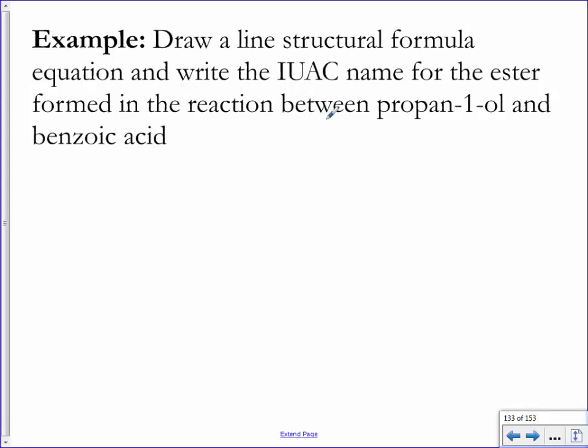So, we've got a propan-1-ol and a benzoic acid. First thing we gotta do is figure out how we're gonna draw benzoic acid. Benzoic acid is gonna need to have a benzene. So, here's benzene. To make it an oic acid, we have to have that double bond OH thing here. Here's the problem. If I try to put it off of this carbon, too many bonds.